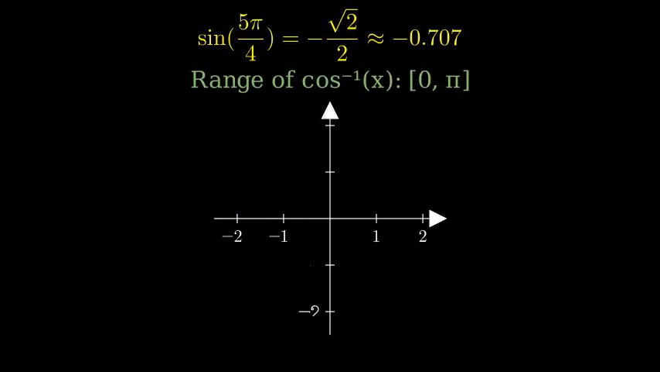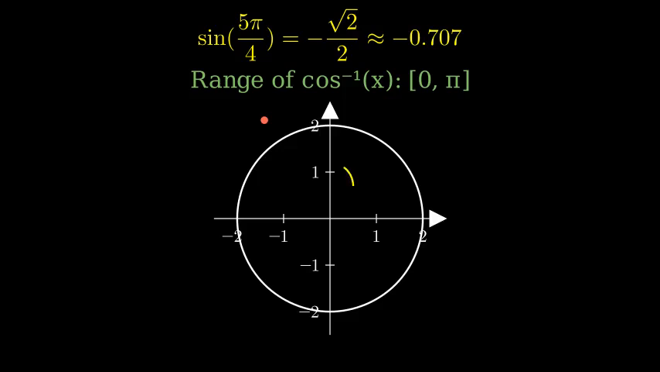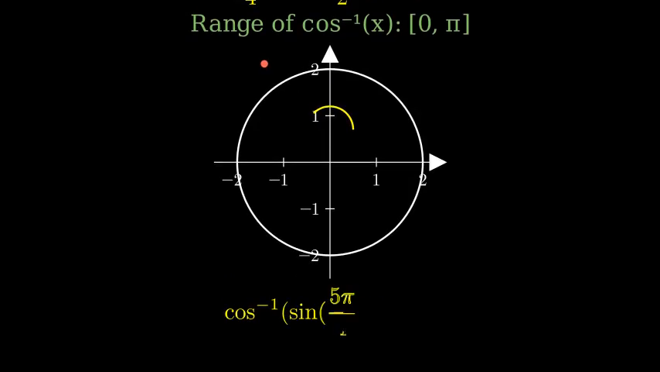Let's visualize this on a new unit circle. We're looking for a point where the x-coordinate is negative square root of 2 over 2. This occurs at 3 pi over 4 radians, or 135 degrees. Therefore, the inverse cosine of sine of 5 pi over 4 equals 3 pi over 4 radians.